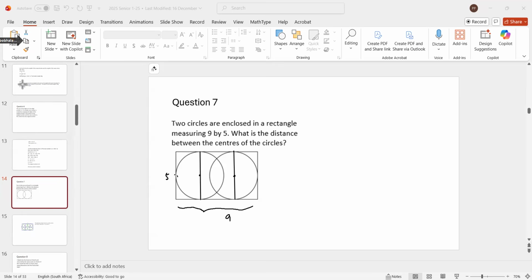Okay, so you connect the two centers. And you will see that this whole thing is one straight line here. So we need to work out what this distance is. And that's not very difficult because this part here is the radius, in the center. The diameter is 5, so the radius is 2.5. So you've got another 2.5 here.